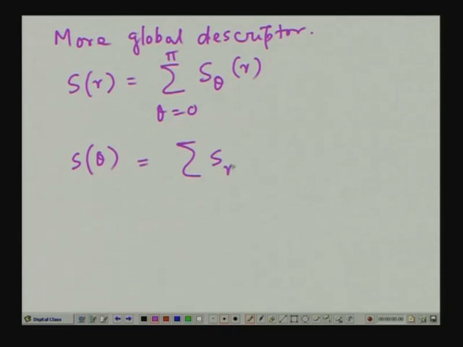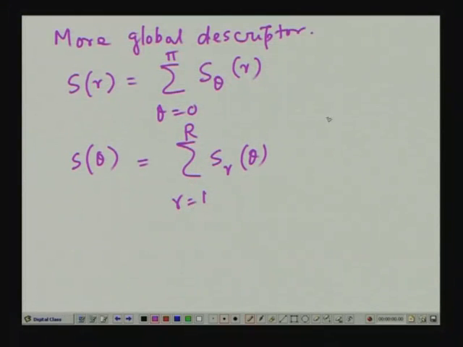The other descriptor that you can obtain is s theta, which we take from s r theta, where r will vary from 1 to capital R, where this capital R is related to the dimension of the image, or similarly to the dimension of the Fourier spectral coefficients that we get. Normally, if I have an image of size capital N by capital N, then the value of R is typically taken as capital N by 2.